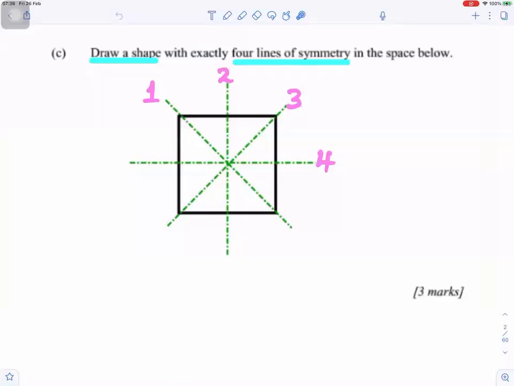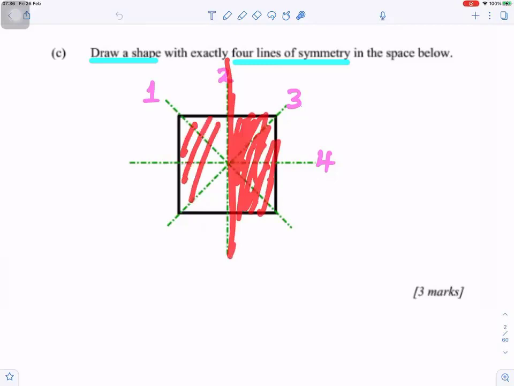Draw a shape with exactly 4 lines of symmetry in the space. So we pick, for example, a square. So we have 1, 2, 3, 4. So a line of symmetry where you can fold it into 2 equal halves. So you can fold the right hand side, it would fit on this left hand side.